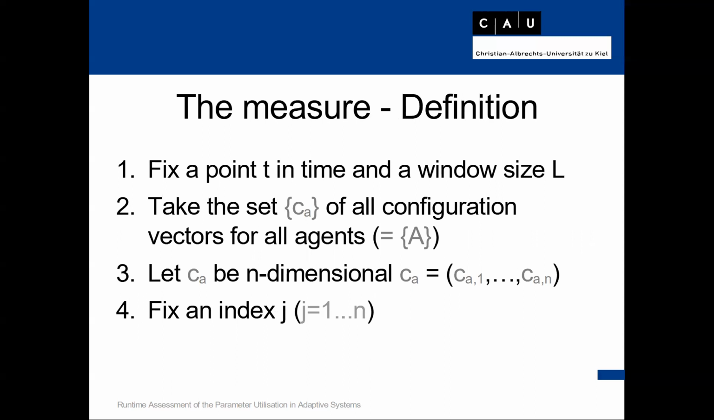The definition starts with fixing a point t in time and a window size, L. And then we take the set of all configuration vectors for all agents. We assume that these configuration vectors are n-dimensional and that all agents are of the same kind, identical. That means that all the entries in these n dimensions have the same meaning for each index. Then we fix one of these entries in the n-dimensional vector, namely index j.